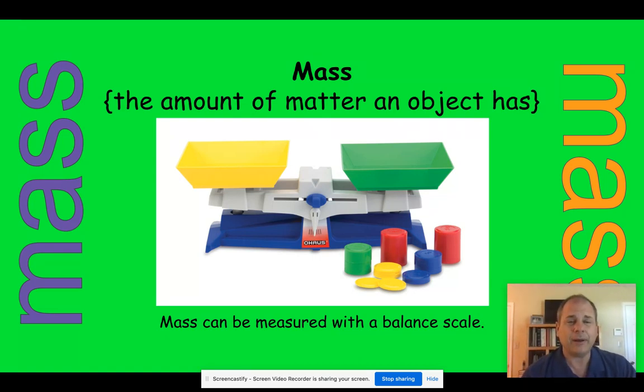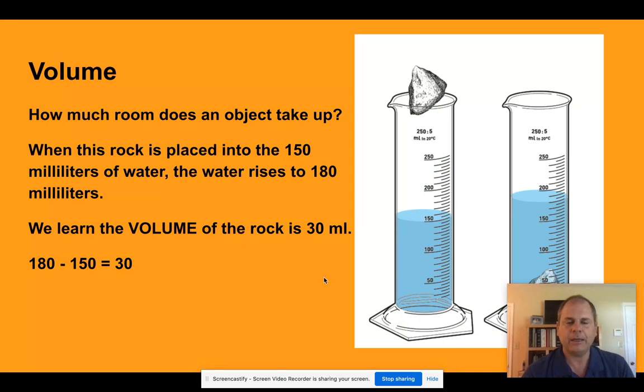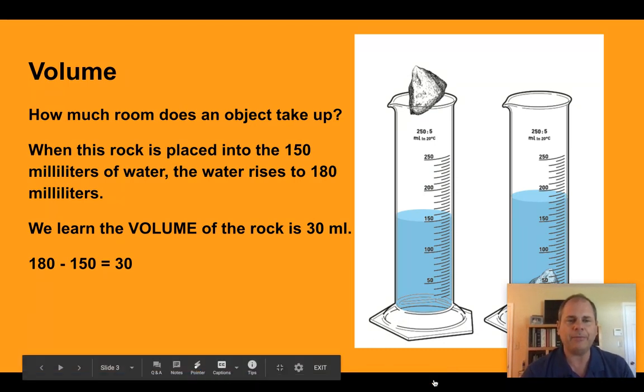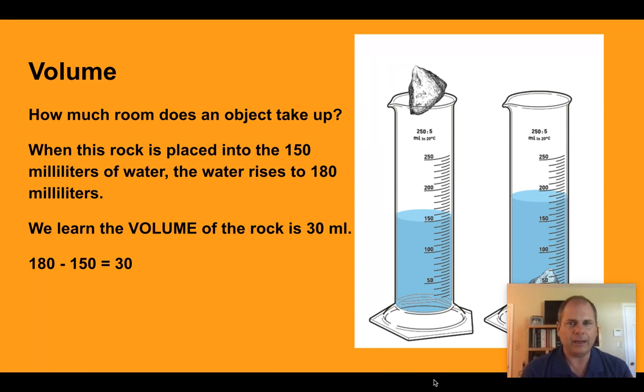Mass is the amount of matter that an object has, and you can measure mass with a balanced scale. Now, a volume is how much area matter takes up. For instance, if you see on this slide that there's water in this tube, that is 150 milliliters. If you put this rock in the water, it displaced the water up to 180 milliliters. So the difference is 180 minus 150, which is 30 milliliters. So this rock has a volume of 30 milliliters.